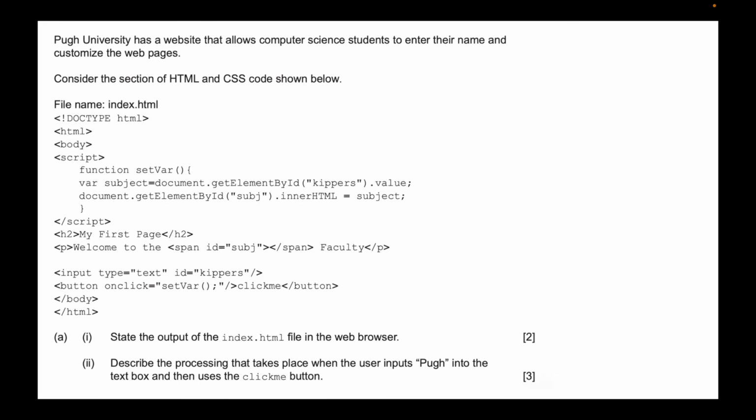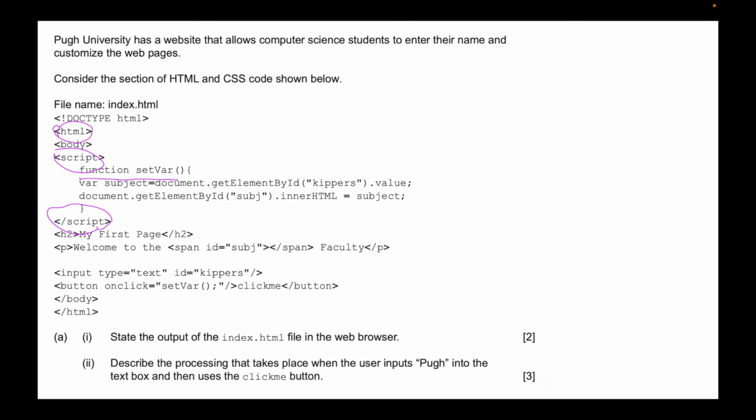So right here, we've got a typical HTML document. We've got a body, and then we have a script tag. So script tags are generally used to, we can either have separate JavaScript documents like how we did with CSS, or we can have them included in the HTML. If we have script tags, that means we've got JavaScript inside of our HTML. So right here we have a function called setVar, okay?